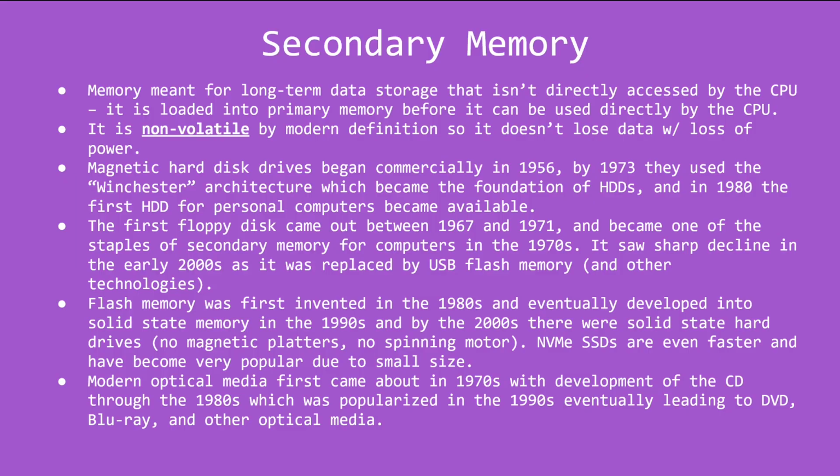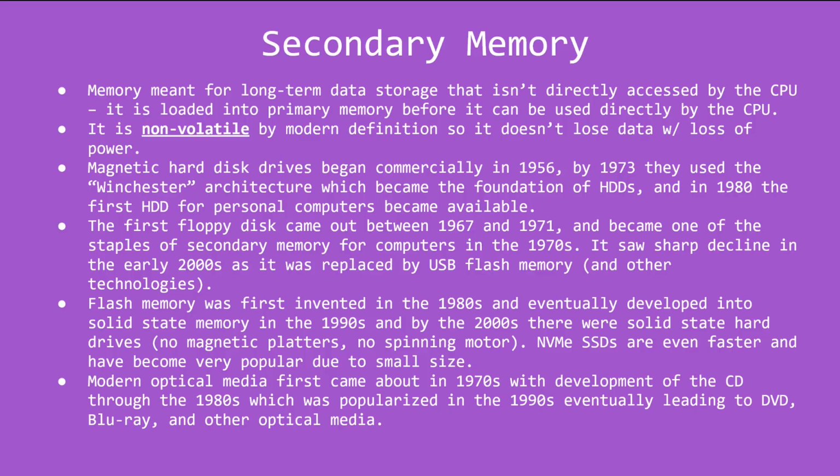Magnetic hard drives started to become commercially available in 1956. And by 73, they were using the Winchester architecture. Basically, that's where modern magnetic hard drives began. In 1980, the first one for personal computers was available. I think it was Seagate and 10 megabytes, but there were some very niche hard drives around the same time, so there possibly was something smaller.